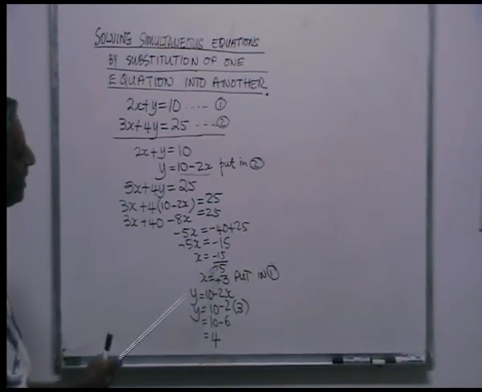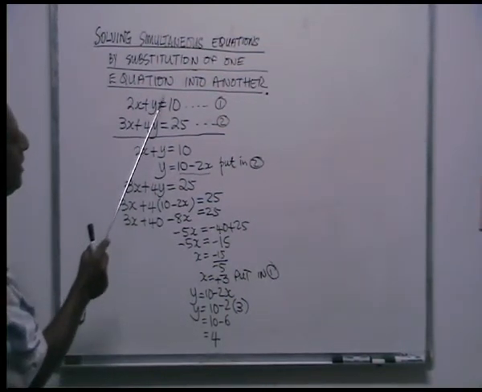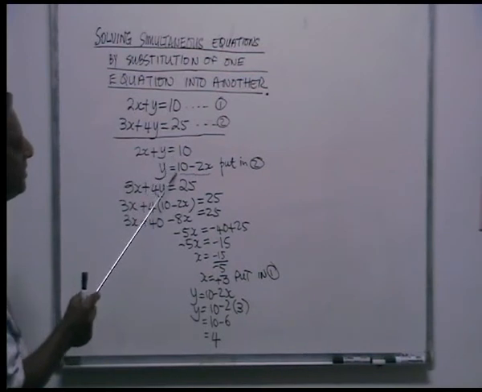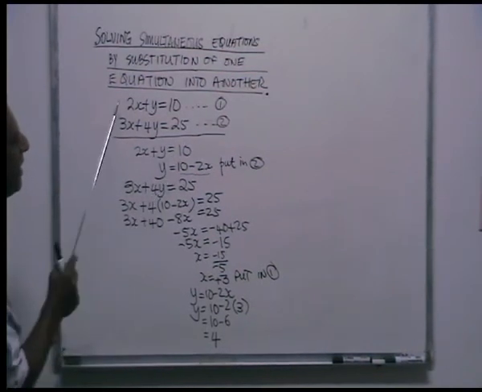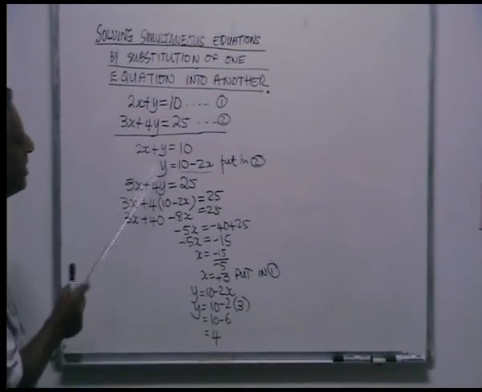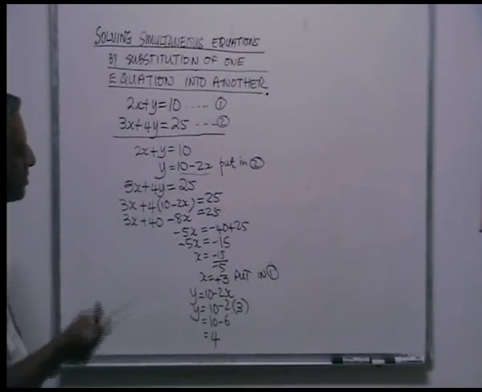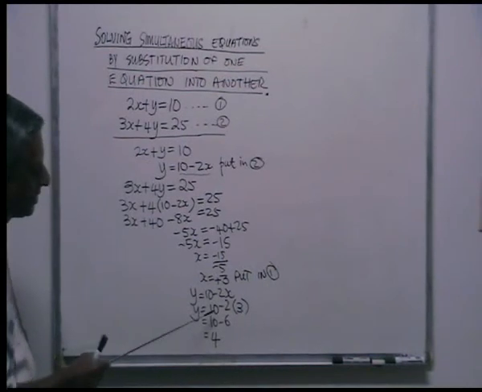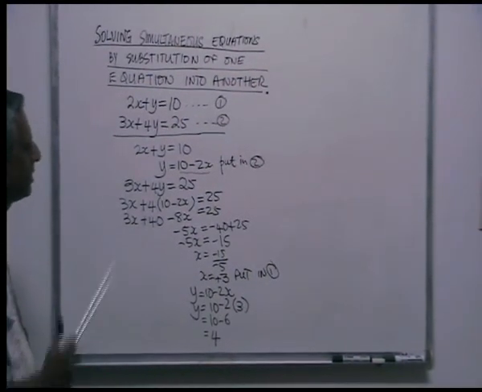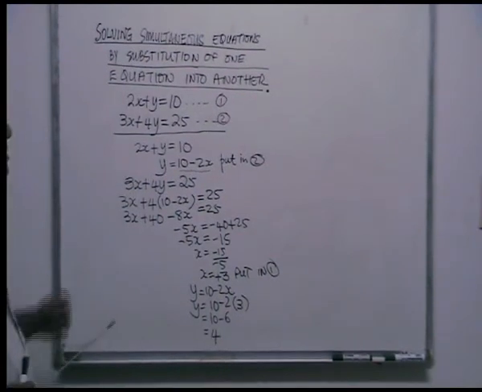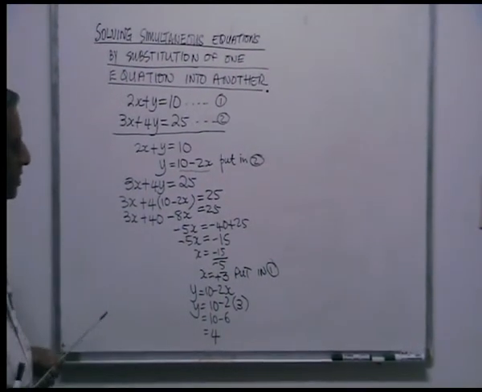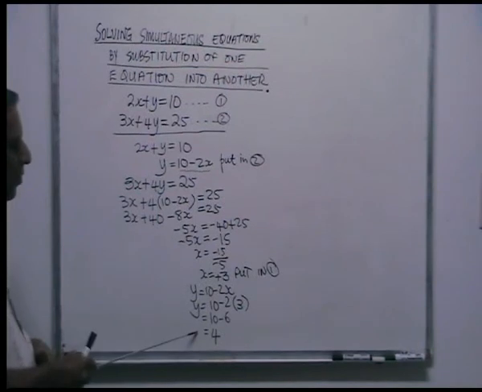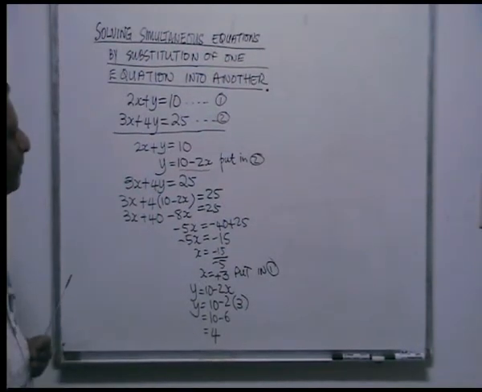Then take the 3 and put it in number 1. Whether I put it there or whether I put it here, it's the same thing. It's as good as putting it in number 1. So I put it there, 10 minus 2 times 3, 10 minus 6, y is 4. So that's your solution for this set of simultaneous equations. x is 3, y is 4.